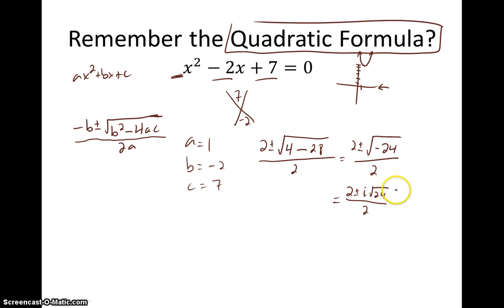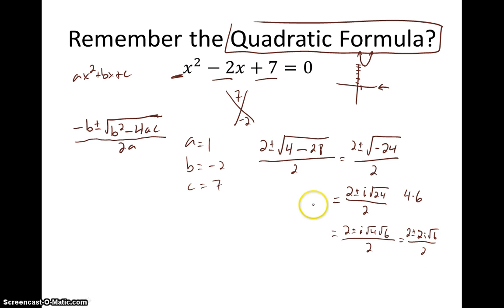Well, the square root of 24, let's see, 24 is 4 times 6. So 4 is a perfect square. Remember, we want to see if we can pull out a perfect square from 24. So this is 2 plus or minus i times the square root of 4 times the square root of 6, all divided by 2. I'm trying to do this without running out of space here. So we have 2 plus or minus i times 2, so I'm going to write that as 2i, times the square root of 6, all divided by 2.